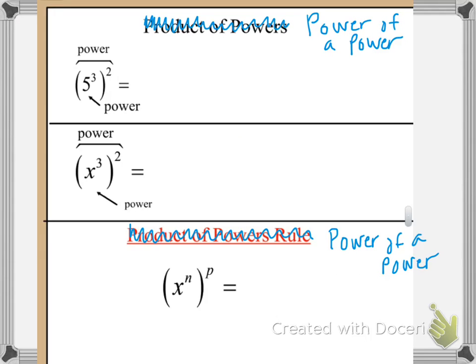Okay, and this is the second page of the lesson, and I accidentally made a mistake and wrote product of powers at the top of this page. It really should be called power of a power, and down here too, power of a power. This is the next rule that we're going over.